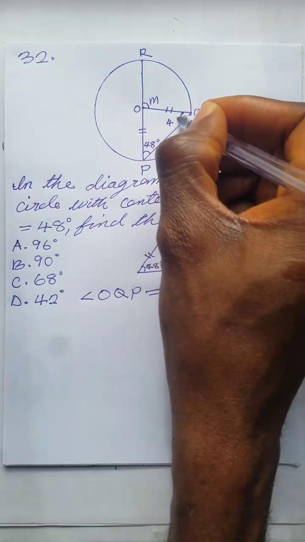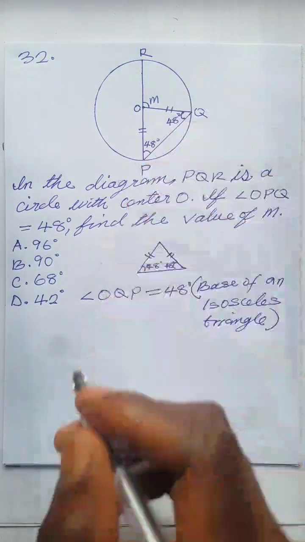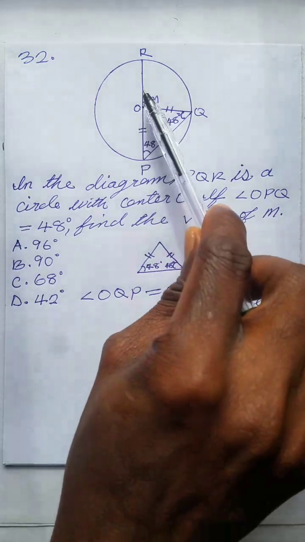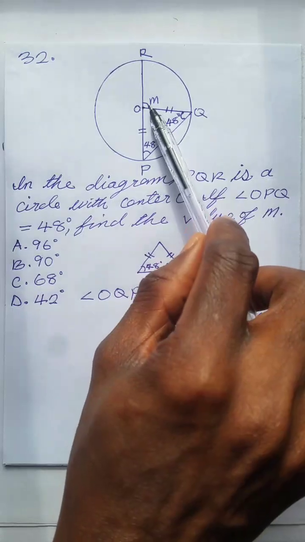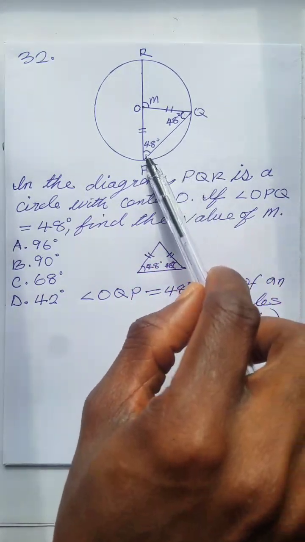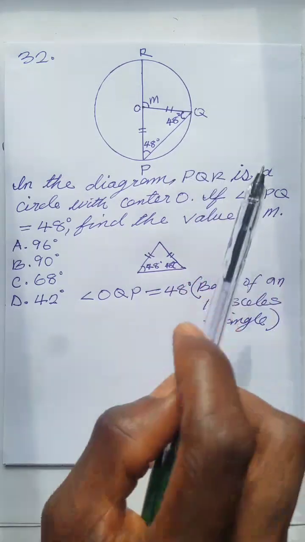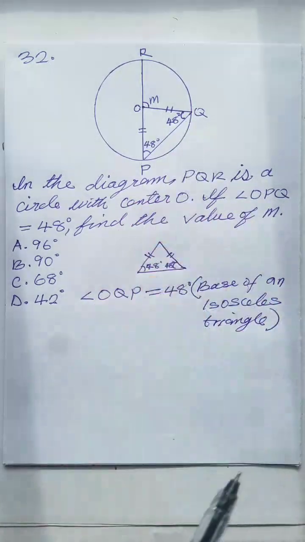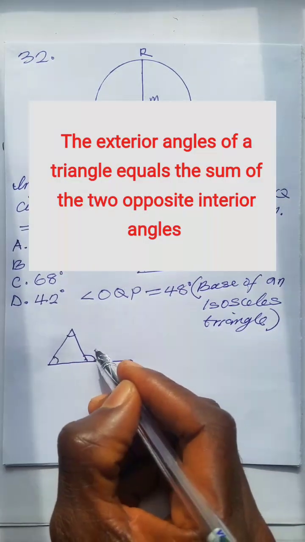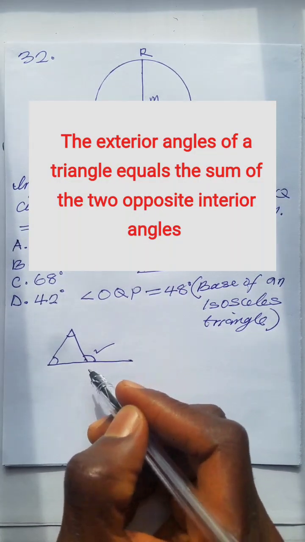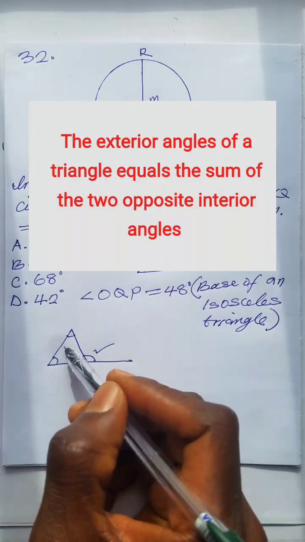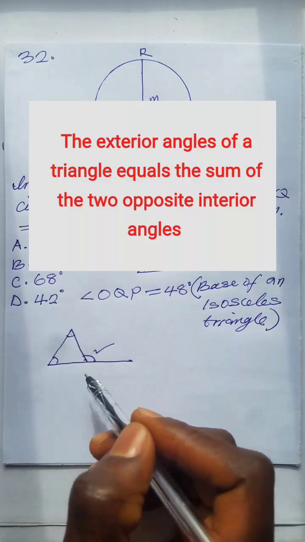This is 48 degrees. Now I want to tell you that there is a rule. Look at this. This is a triangle with this being an external angle to this, and it's opposite to these interior angles. Let me bring this diagram out here. Are you familiar with the rule that says that this angle plus this angle is equal to this angle? The exterior angle of a triangle equals the sum of the two opposite interior angles. Are you familiar with that rule?